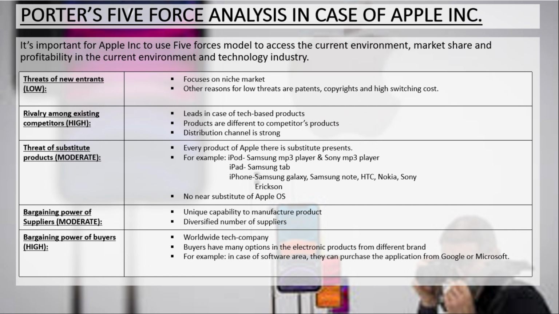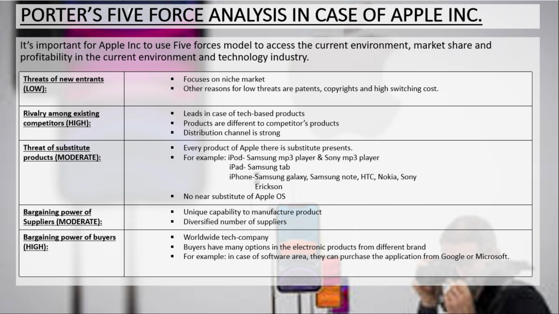Then comes the fourth, bargaining power of suppliers, which reveals that due to Apple's unique capability to manufacture products, their suppliers' bargaining power is moderate. Apple has a diversified number of suppliers. They are not manufacturing all their products from a particular supplier and particular place. This is because Apple purchases in high quantity, which gives them greater purchasing power.